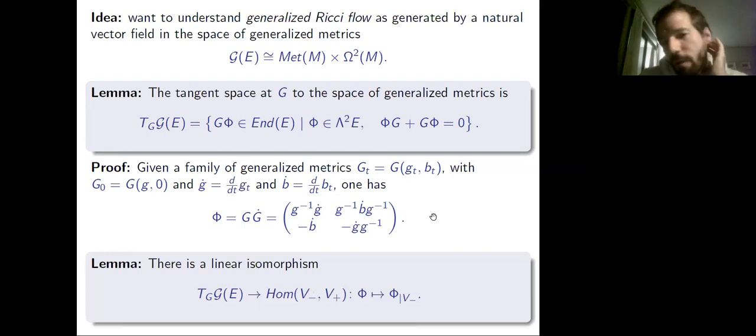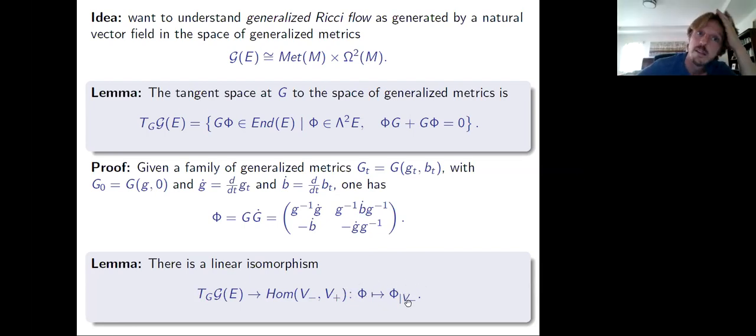And an important observation that I'm going to use in the definition of the generalized Ricci tensor is that there is a linear isomorphism between the tangent to the space of generalized metrics and the homomorphisms from B minus to B plus, which is given by restricting phi to the B minus bundle.